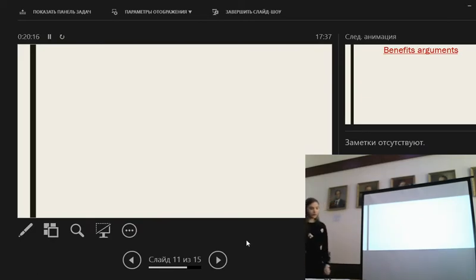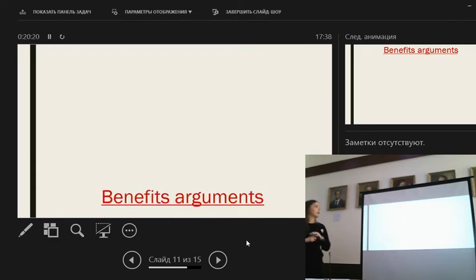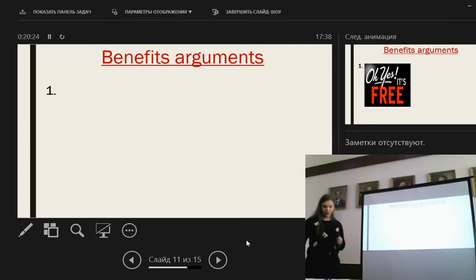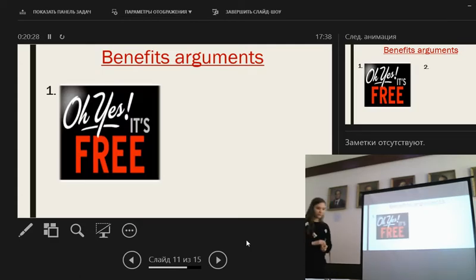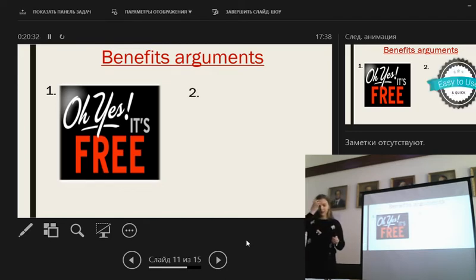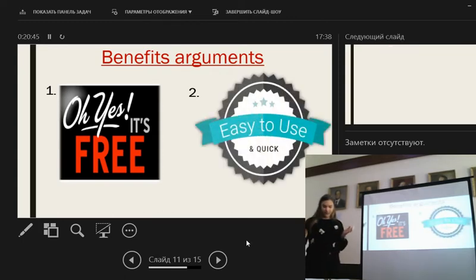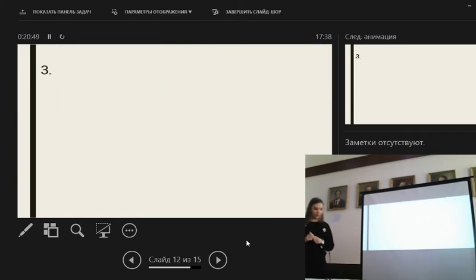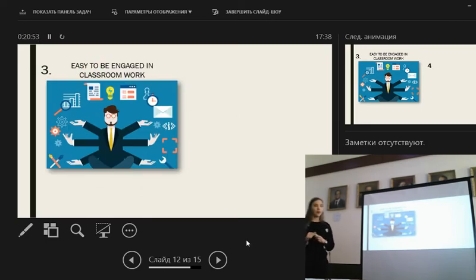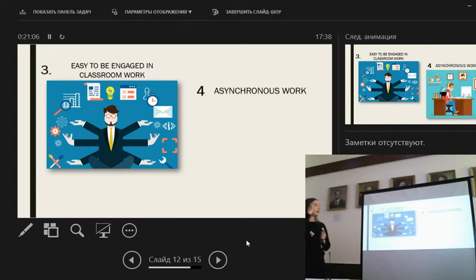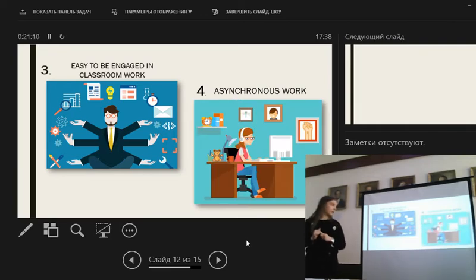Analyzing the international and national experience of using social networks, we can point out some benefits, arguments in favor of it. So the first is social networks are free to use, so there is no need to buy special software or to open a university network. The second is they are easy to use. And the third is that students can easily be engaged in classroom work because they can do it online. If they have missed their classroom classes, they can take part in it online. The fourth is asynchronous work that gives the possibility of constant interaction of students and teachers through the internet.